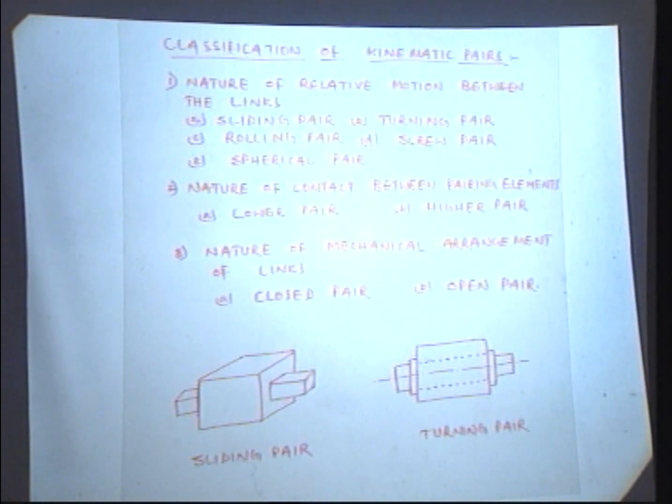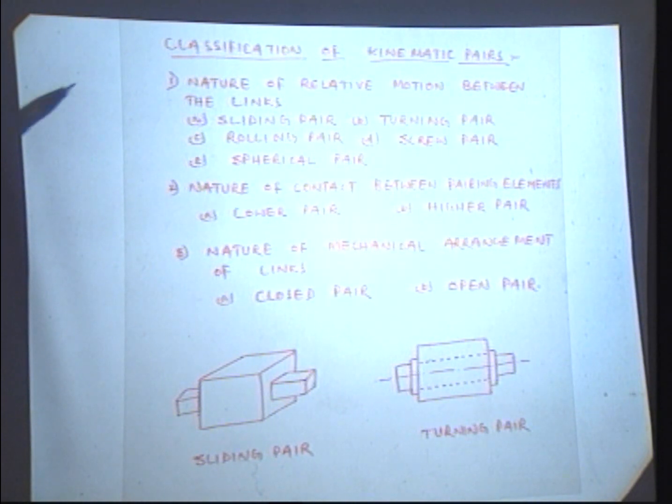We have discussed the kinematic pair as having two links or elements, which when they come in contact with each other are said to form a pair, and these two links form a joint which permits relative motion, and such relative motion between them is completely or successfully constrained.